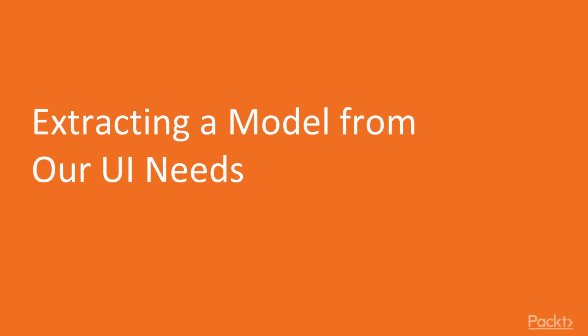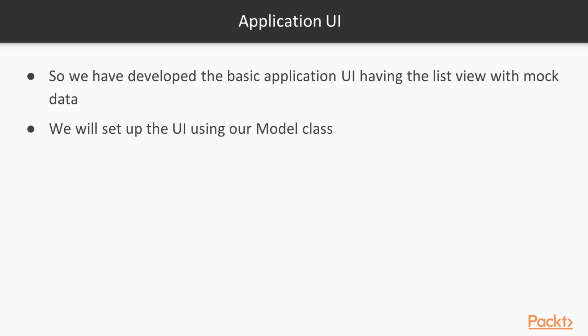Hello guys, welcome to the second video of this section, extracting a model from our UI needs. In this video, we will learn how to make our model interact with our view using data binding. We will remove the string mock data from our model classes and implement data binding to show data in a list view. We will also look into an advanced way of data binding.